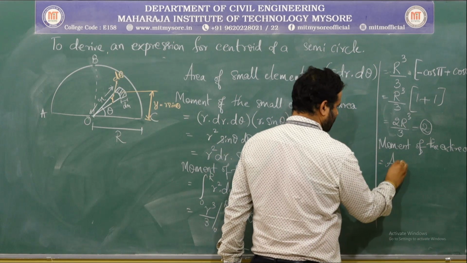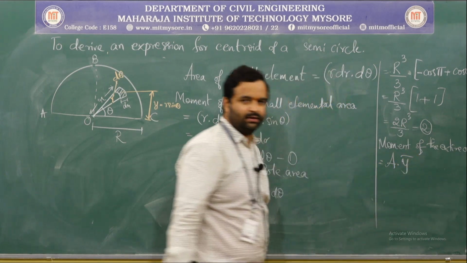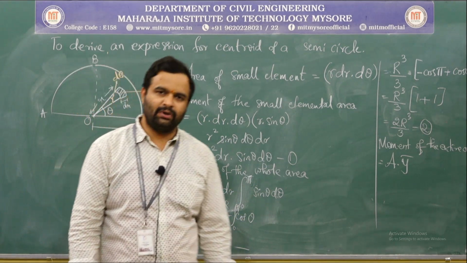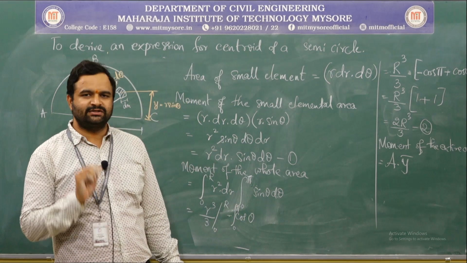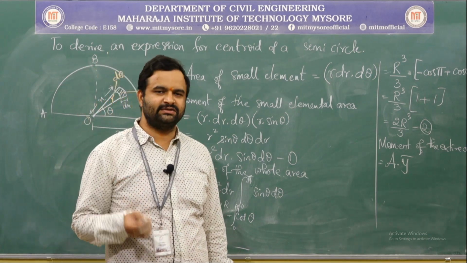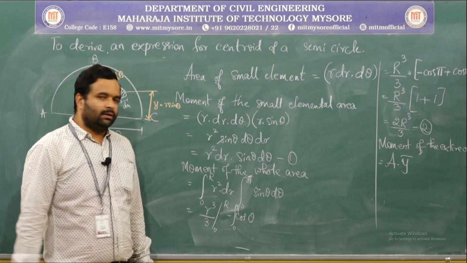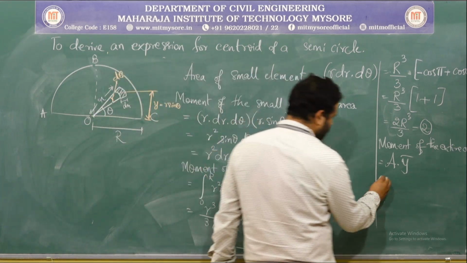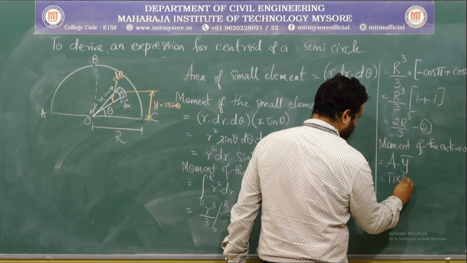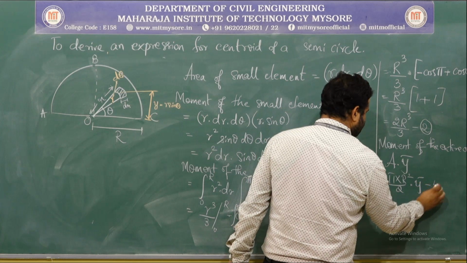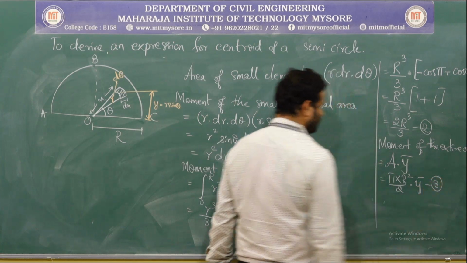Which is given by area into its y bar, wherein the area of this semicircle is given by pi r square by 2, and let G be the centroid of the semicircle located at a distance of y bar from the base. So the moment of the area is given by pi r square by 2 into y bar. Let this be equation number 3.